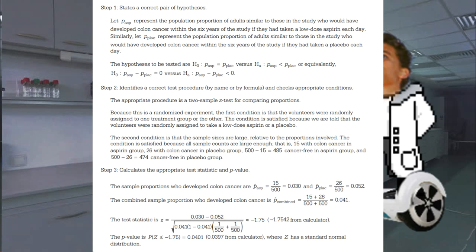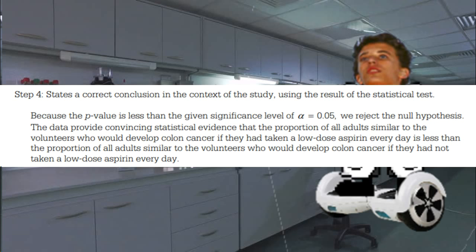Now to find the p-value, you're going to take the probability that z is less than or equal to negative 1.75. This is 0.0401. Now, the conclusion is that because the p-value is less than the given significance level of alpha equals 0.05, we reject the null hypothesis. The data provide convincing statistical evidence that the proportion of all adults similar to the volunteers who would develop colon cancer had they taken low-dose aspirin each day is less than the proportion of all adults similar to the volunteers who would develop colon cancer had they not taken a low-dose aspirin every day. Essentially, that means that your alternative is true, that P1 minus P2 is indeed less than 0.